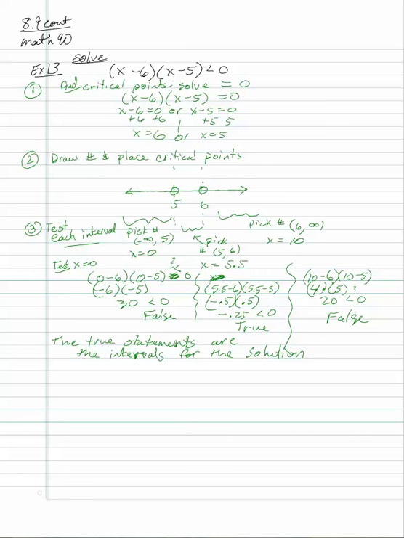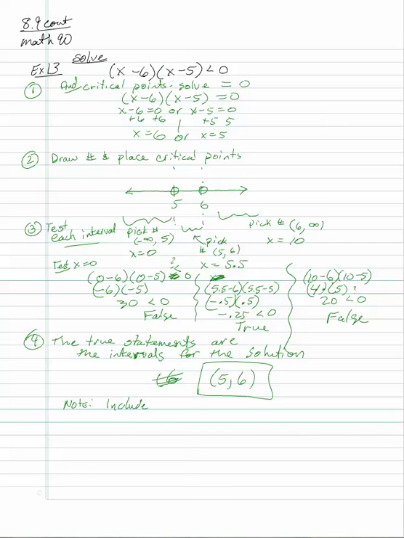Okay, so in this case, the solution is only the numbers between 5 and 6. Any numbers between 5 and 6, that's the solution for this one. And again, if I had looked at the graph, it's a parabola that opens up, and I could have seen that also. All right, let's try another one of these.